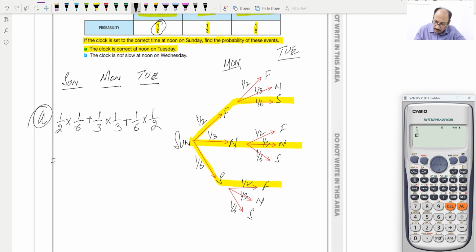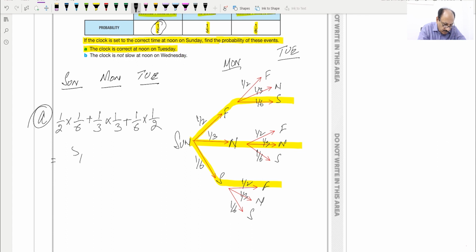This will be 1 over 2 multiplied by 1 over 6, and then we will be adding, plus this will be 1 over 3 into 1 over 3. We can directly write 1 over 9, and then plus we can write 1 over 6 into 1 over 2, will be 1 over 12. So we can write 1 over 12, and this will be adding up to 5 over 18. So 5 over 18 will be our answer for A part. Hopefully you understood this. Now A part is done.